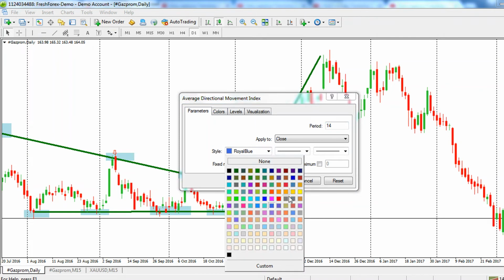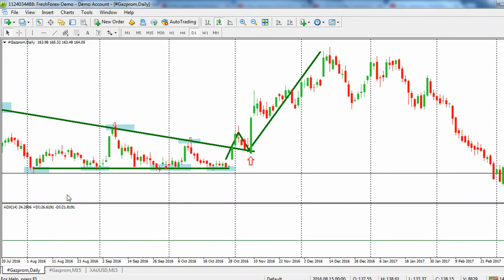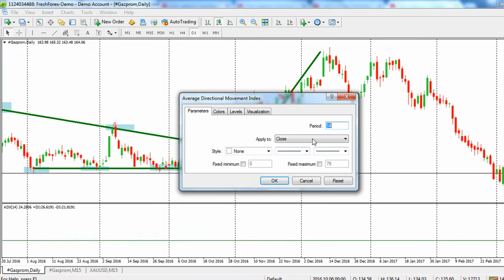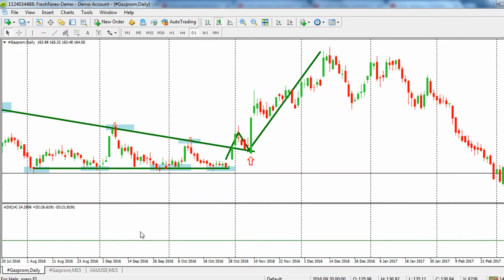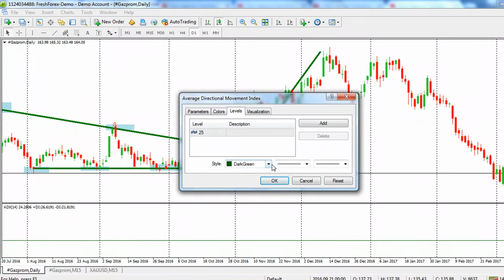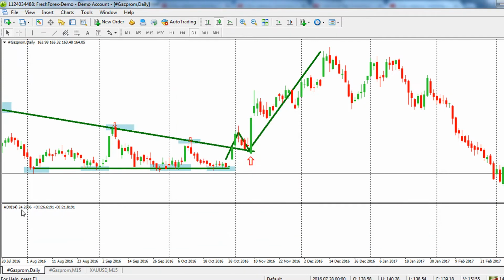ADX has 3 lines. This will appear in a separate window, but the main reason there's no line being drawn here is because I actually deleted all of them. I'm going to delete this. I've deleted everything. Just a second. Should be none. So this way it should appear.